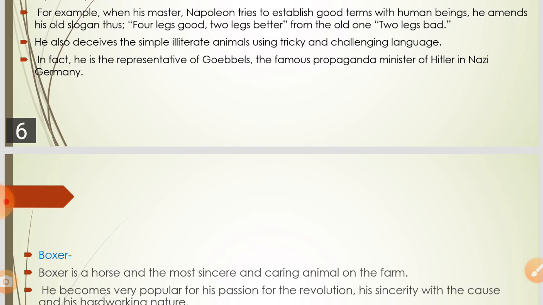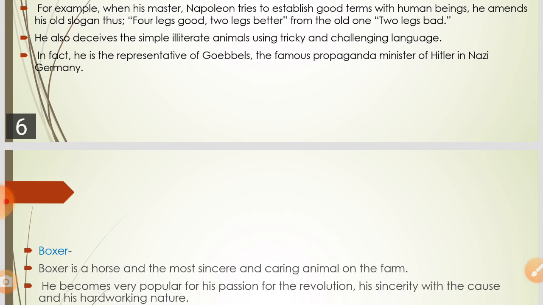In fact, he is the representative of Goebbels, the famous propaganda minister of Hitler in Nazi Germany. Yes, he represents Goebbels.